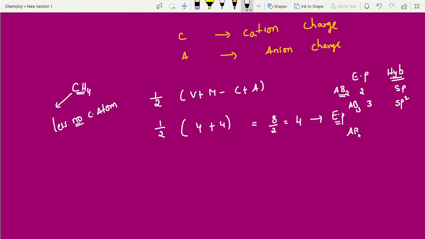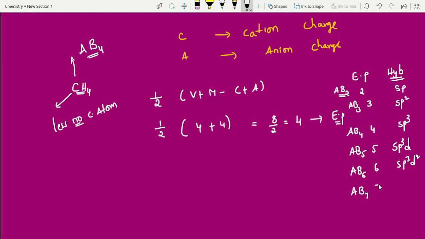Next, AB4 molecule. That is 4. This example only. AB4. This is A and bond atoms 4. AB4. Clear? Next one, sp3. Next, AB5. AB5 means sp3d hybridization. And AB6, AB6 means 6. Then what will you get? Same number. AB6 is sp3d2: 1 plus 3, 4 plus 2, 6. AB7 means 7, sp3d3 hybridization. Clear, students? Like that. This is one point.